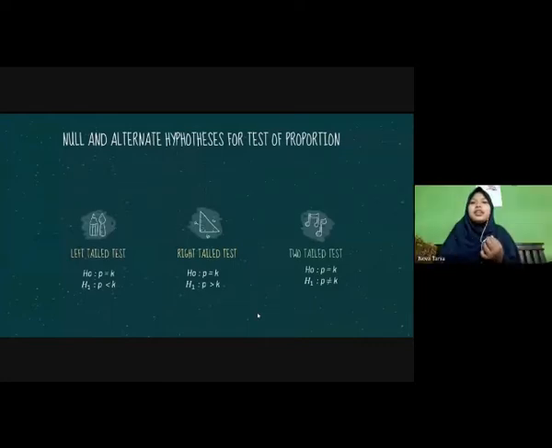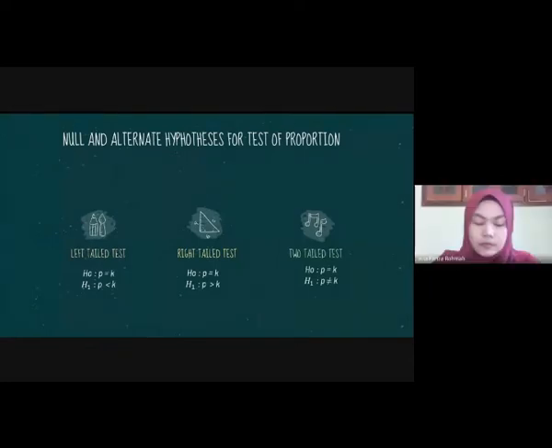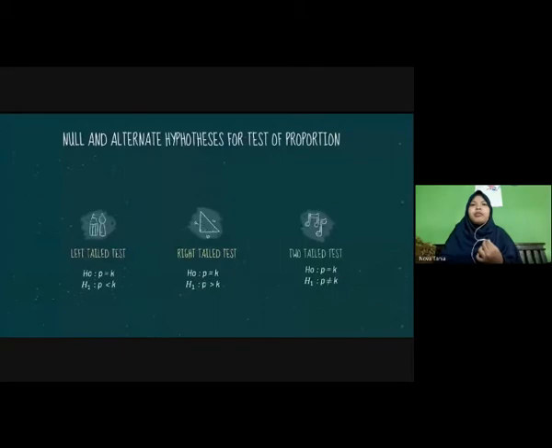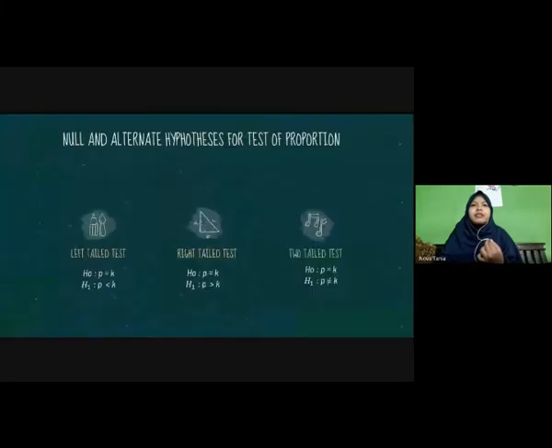Okay. In this presentation, let me continue the presentation from Anna from group 3. This is the type of null and alternate hypothesis for test of proportion. The first kind is a left tail test. The second is a right tail test, and the third kind is a two tail test.